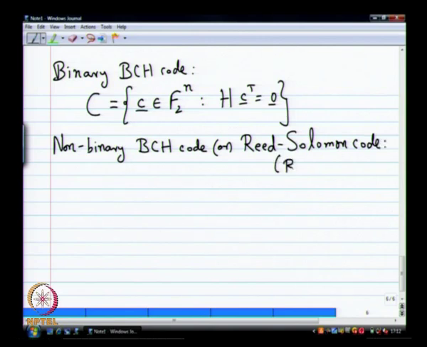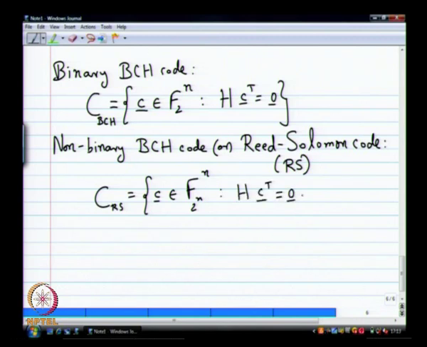A very popular abbreviation is RS. Again, maybe I will put C_BCH here just to distinguish between C_RS. Maybe the m should be better spelt.